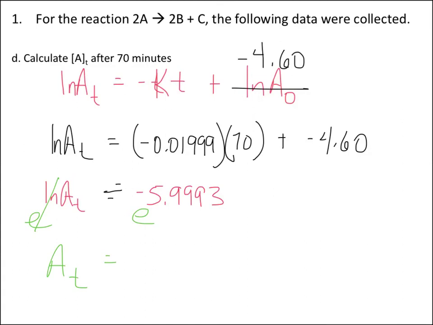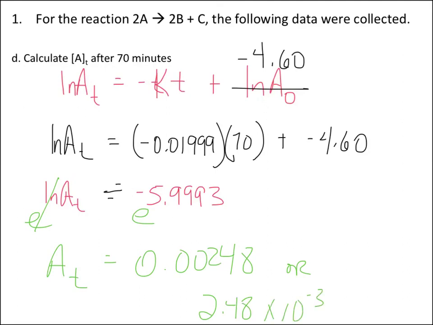So I'm hitting second natural log, and then this should be 0.00248, or another way to write that is 2.48 times 10 to the negative third. All right, and so it does make sense because that's less than the concentration that we had at 60 seconds in our graph, so we're good.